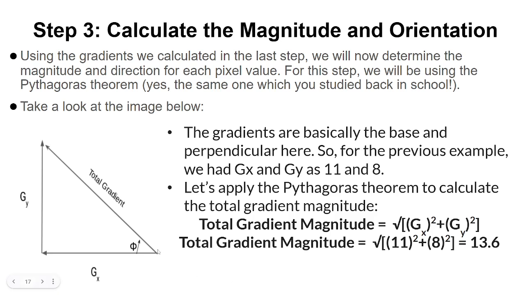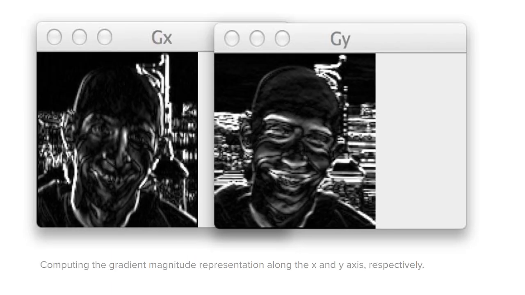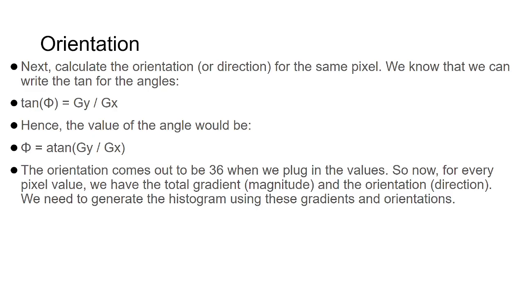So here we have calculated gx and gy, that is 11 and 8, and we are using the Pythagoras theorem to calculate the total gradient magnitude. So the square root of gx squared plus gy squared gives us the value 13.6. The gradient magnitude we have calculated would look like this image.